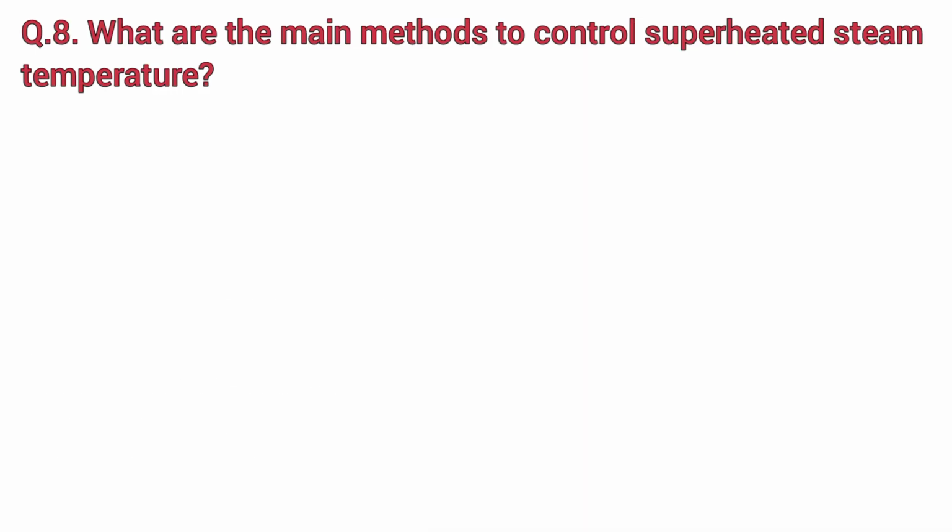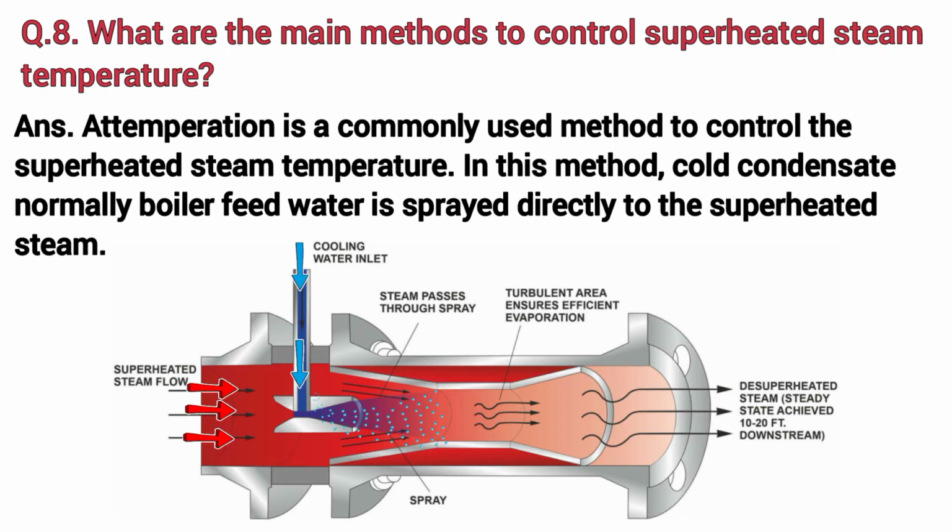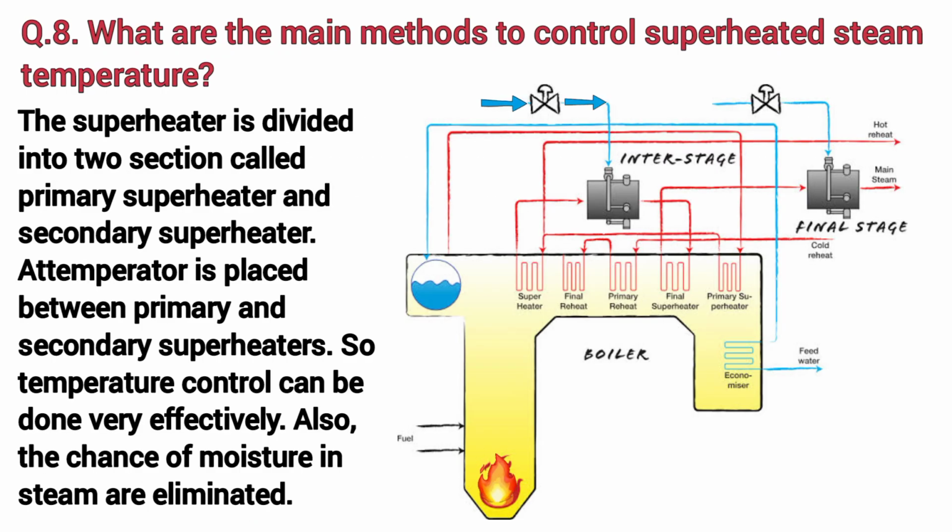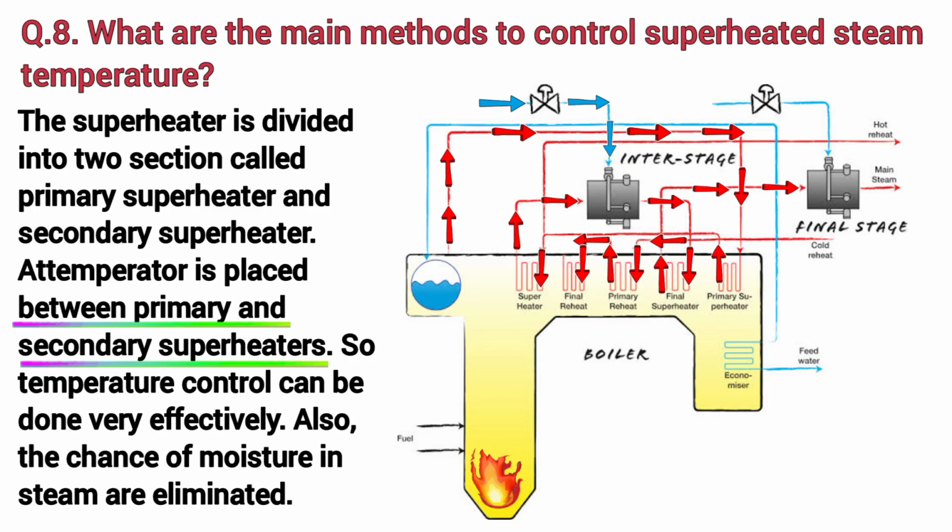What are the main methods to control superheated steam temperature? Attemperation is a commonly used method to control the superheated steam temperature. In this method, cold condensate, normally boiler feed water, is sprayed directly into the superheated steam. The superheater is divided into two sections called primary superheater and secondary superheater. A temperature control station is placed between the primary and secondary superheaters, so temperature control can be done very effectively. Also, the chance of moisture in steam is eliminated.